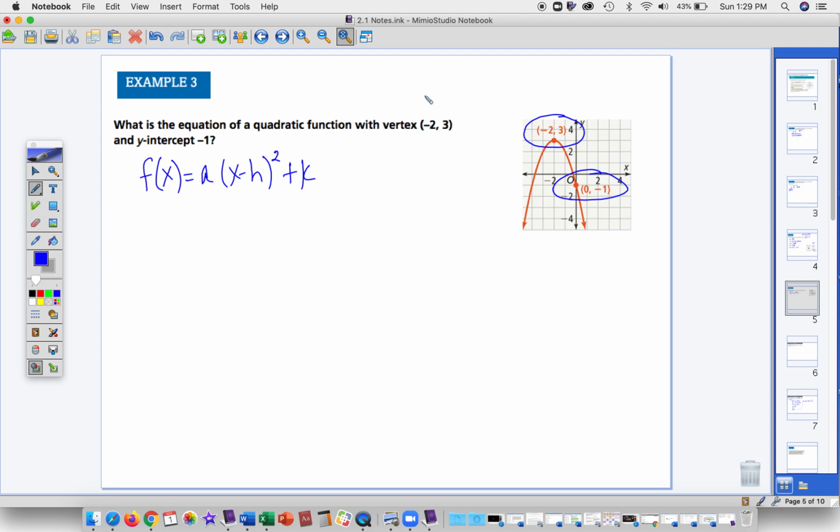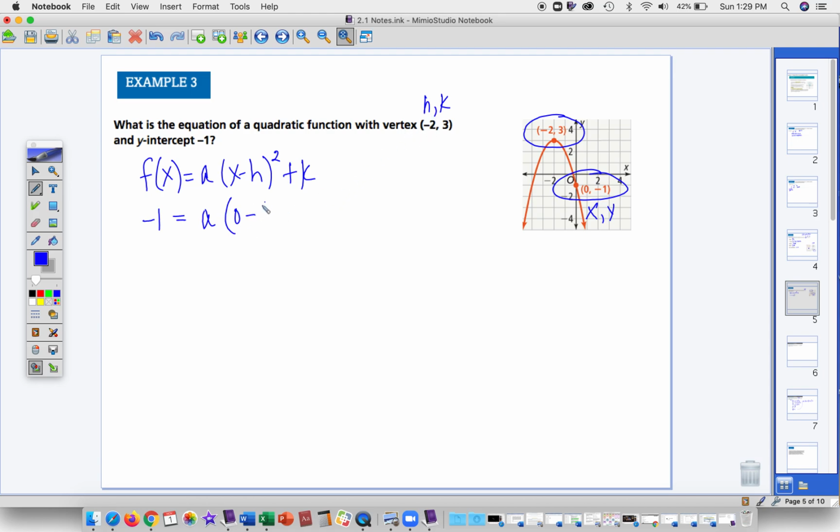Remember, the vertex is h, k. So that gives me the values of h and k. The y-intercept is the point x, y. So that means x is 0, y is -1. Remember, f of x is a replacement for y, so I can replace it with the value of -1. A is the one we don't know. That's what we're going to solve for. My x value is 0.